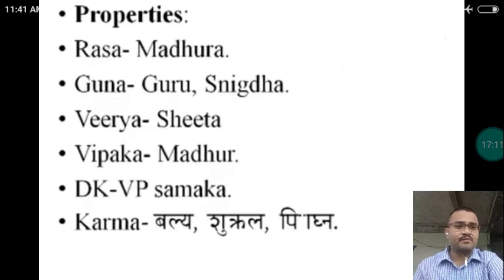Now let us see the properties of plava type. Those swim over water and live on water. The birds are having rasa madhura. Guna is guru snigdha, virya is sita, vipaka is madhura, dosha karma is vata pitta shamaka, and the sarvadehik karma, the systemic action of the flesh of plava group of animals, will be balya, shukrala, and pittaghna. That will decrease the vitiated pitta along with shukrala, increasing the sperm, and balya, nourishing the dhatus.